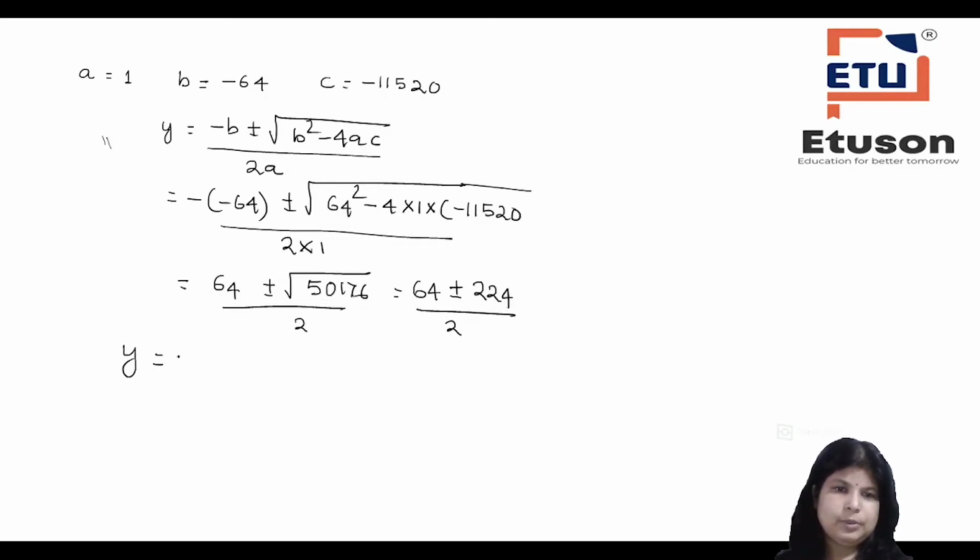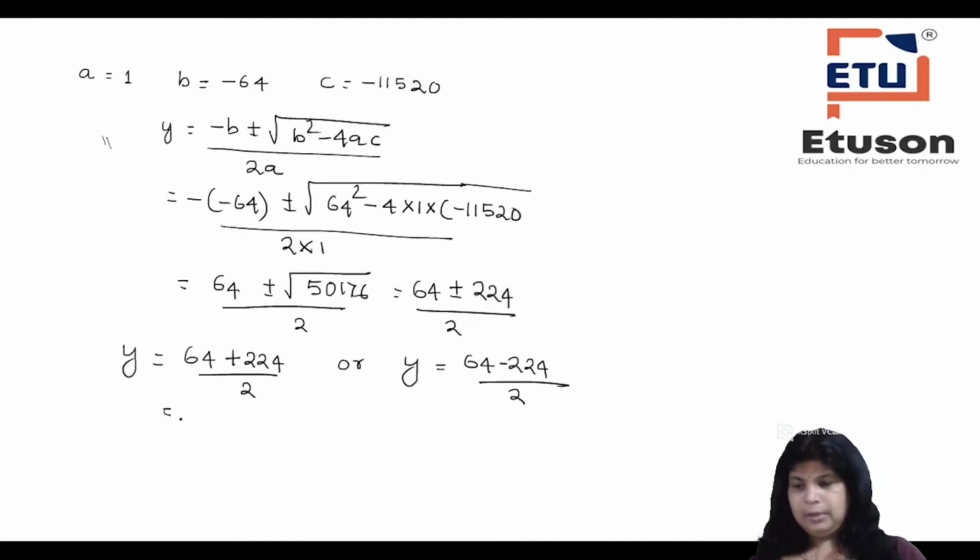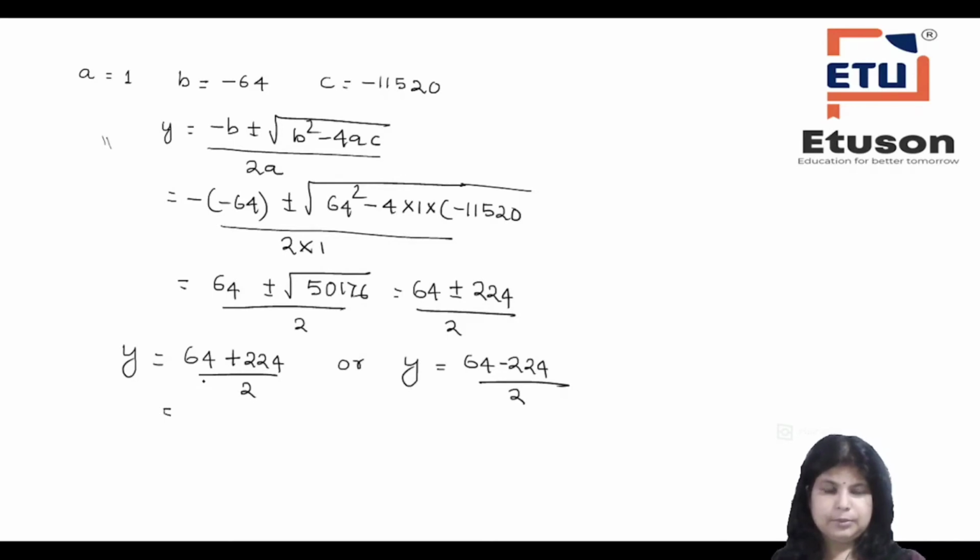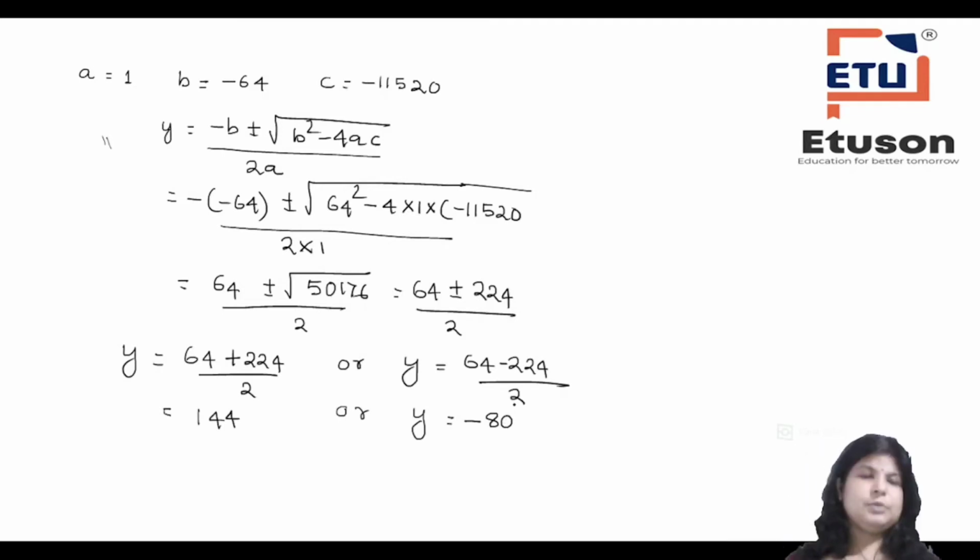So your y will be equal to 64 plus 224 divided by 2, or y is equal to 64 minus 224 divided by 2. So here you will get y is equal to 144, or y is equal to how much? It is minus 80. This minus 80 we cannot consider because we have assumed it is a square number. So this is rejected as it is a negative number.